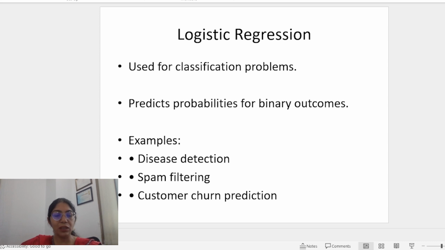So, for example, logistic regression can be used to determine whether a patient has a disease, whether an email is spam, or whether a customer is likely to leave a company. So, because of its simplicity, interpretability, and effectiveness, logistic regression remains one of the most popular classification algorithms in machine learning.